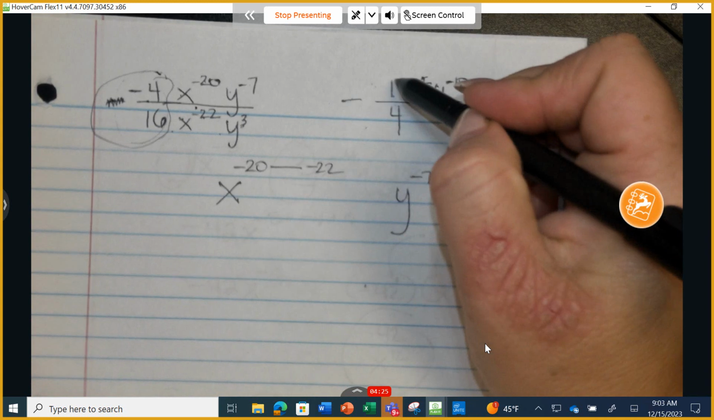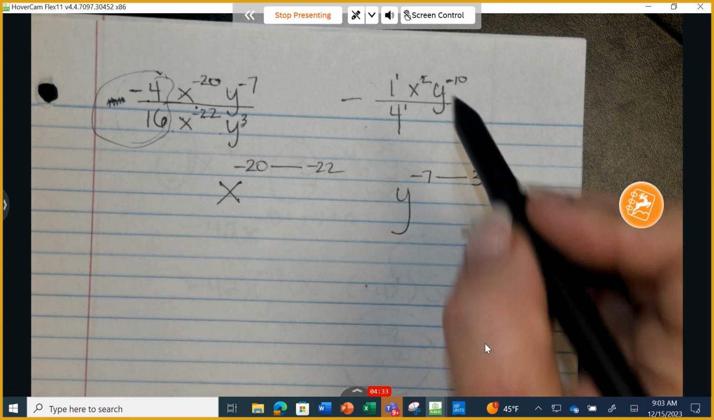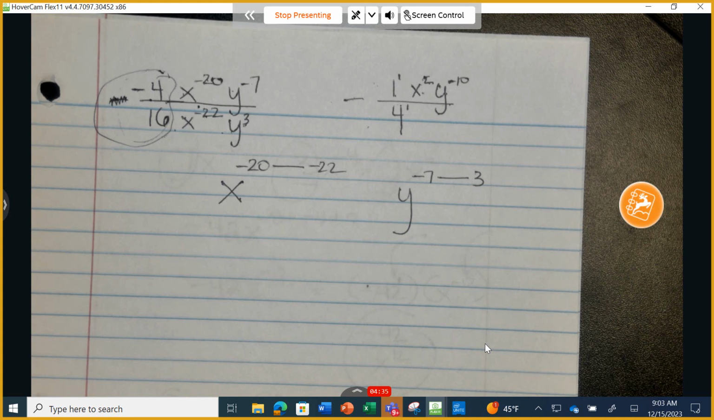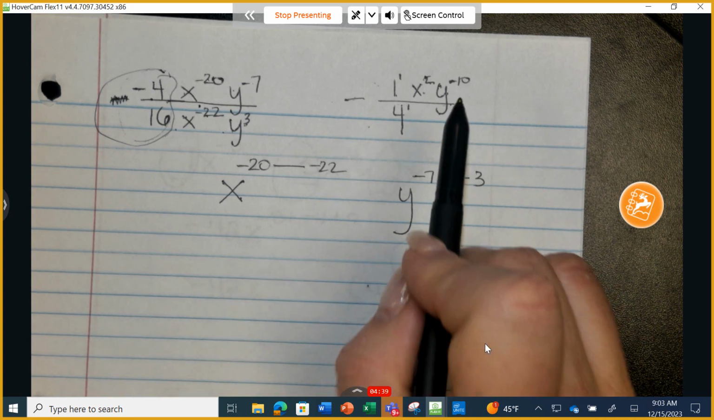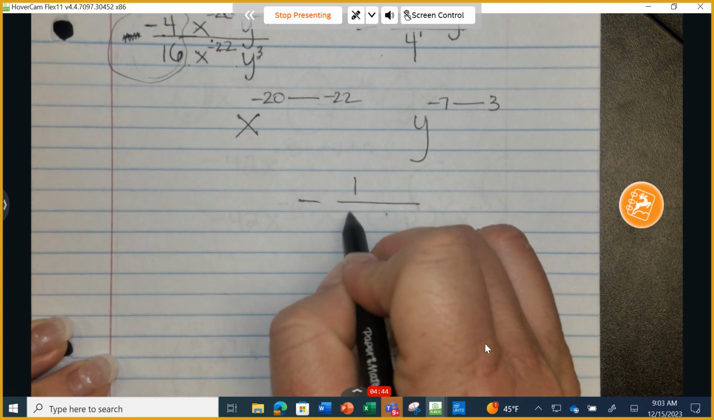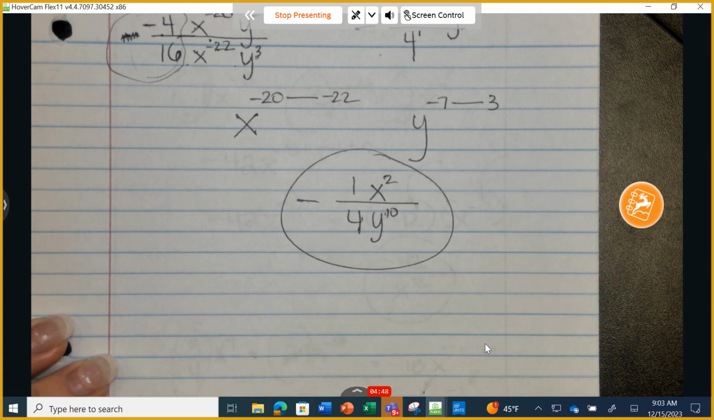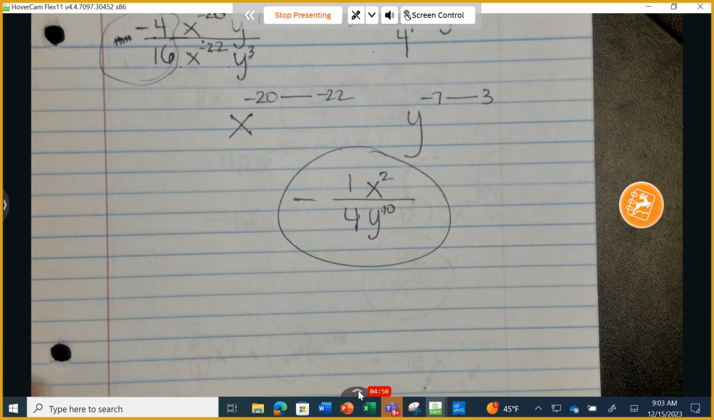Is the 1 happy? Yep. Is the 4 happy? Yes. What about the negative sign up front? That's fine. We are only focused on the exponents. Is this x happy being on top? Yes. Why? Because it is positive. Is the y happy being on top? No. So I have a negative 1/4. The x stays on top. The y goes to the bottom. And I've fully simplified example number 3.